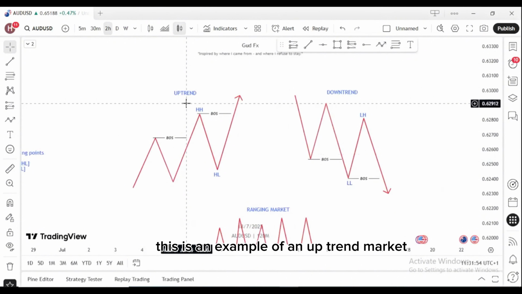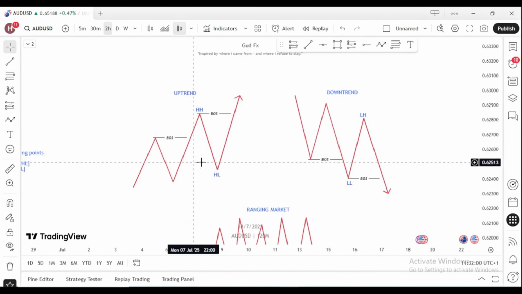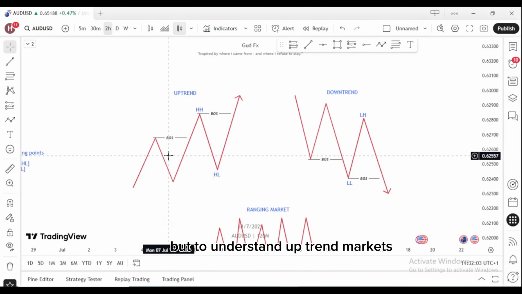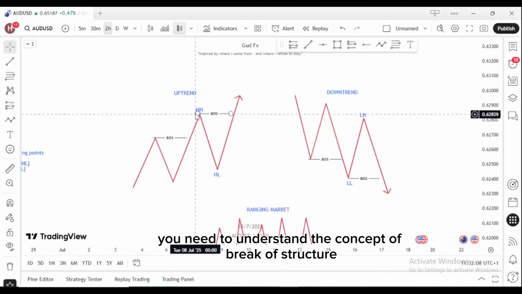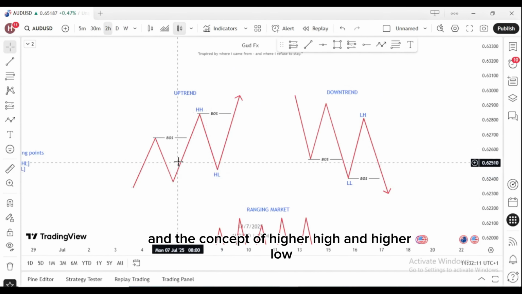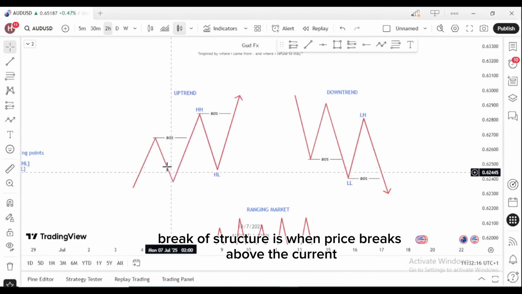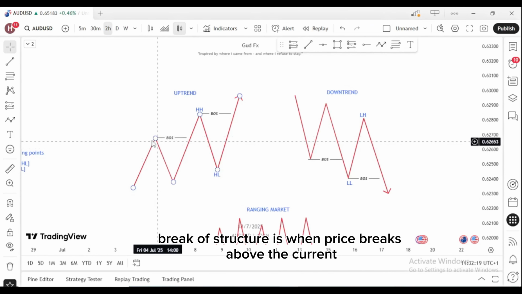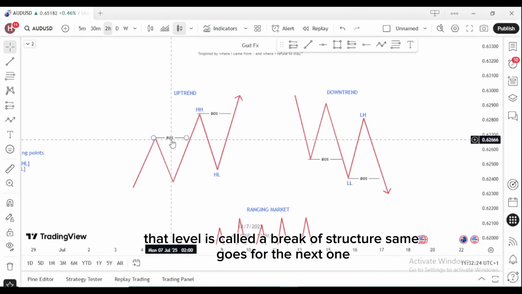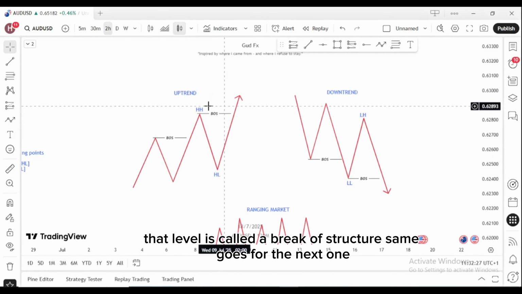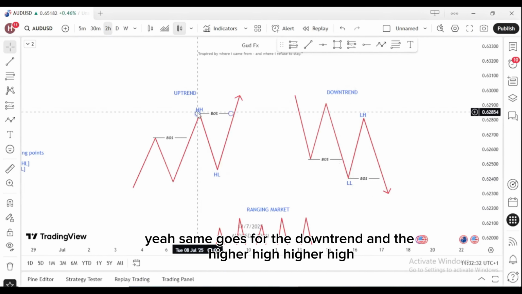So this is an example of an uptrend market and an example of a downtrend market. But to understand uptrend markets, you need to understand the concept of break of structure and the concept of higher high and higher low. So what's break of structure? Break of structure is when price breaks above the previous swing points. That level is called a break of structure. Same goes for the next one, and same goes for the downtrend.